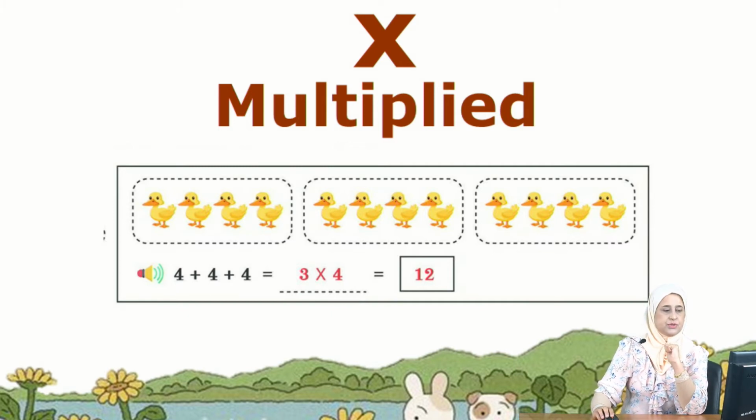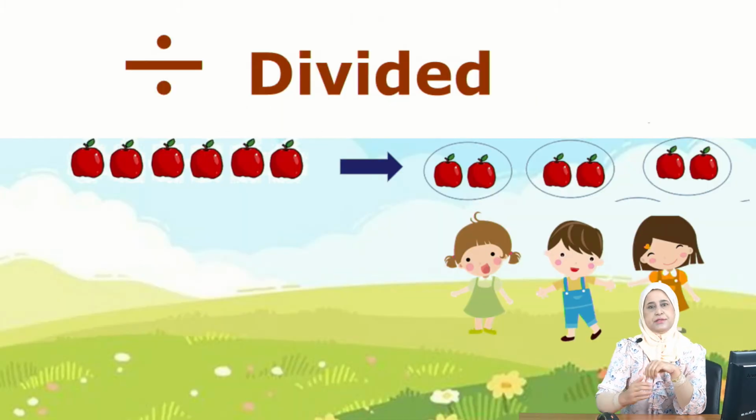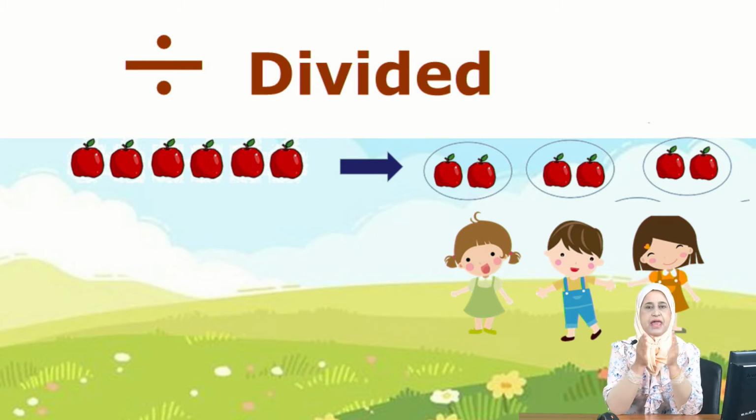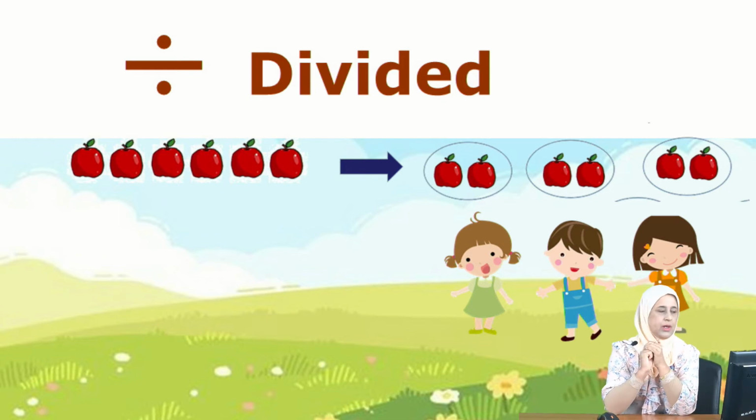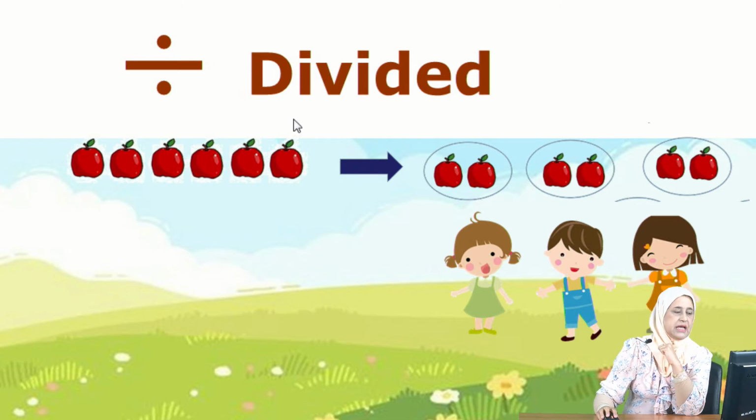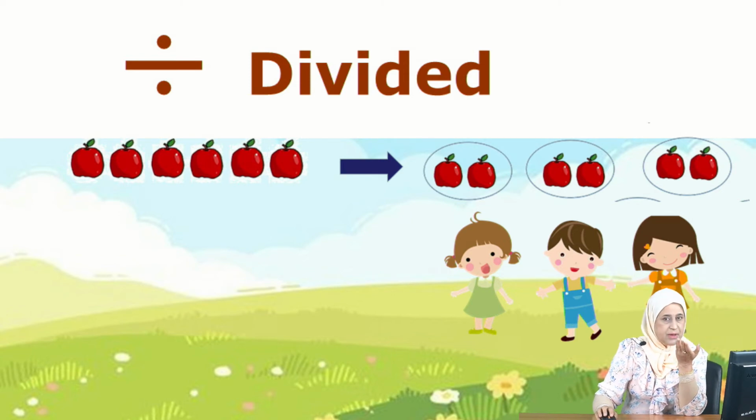Okay? Next, students, we go to divide. Students, this is divide. If we have some fruits, if we have some things, we make some groups in divide also, but it is different from multiply, okay? D-I-V-I-D-E-D. Divide. Divide it and divide. We say divide, okay? So I have an example for students. Apple, okay?